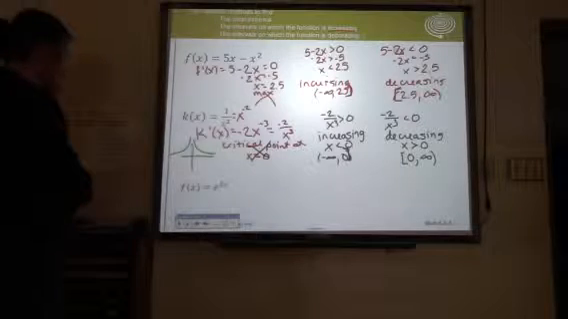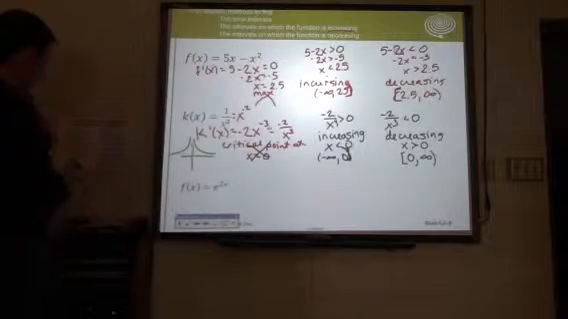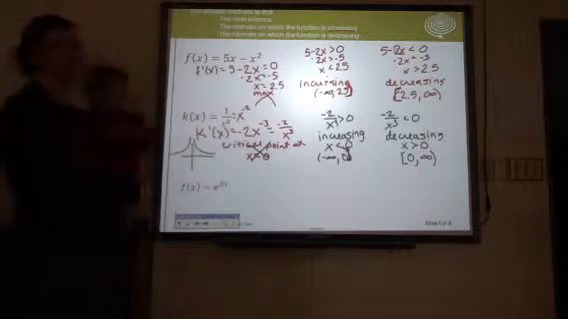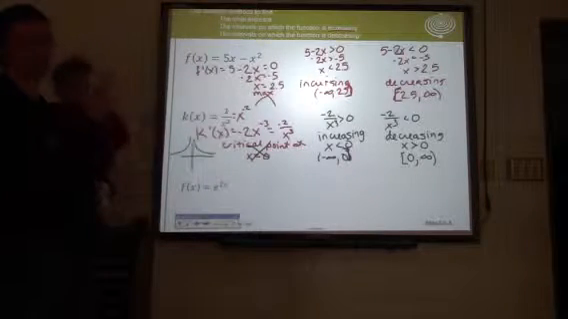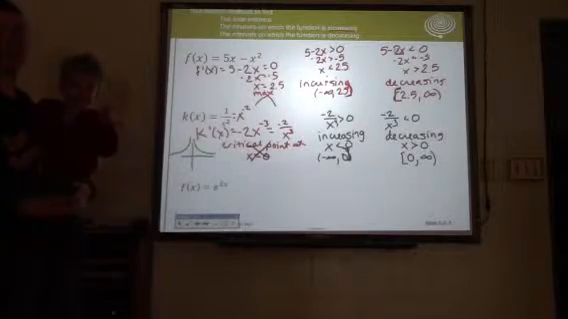One left to do, maybe I'll let you guys do this one on your own. Find out where it's increasing, where it's decreasing, and where the local max are. Of those three, local max, local min, increasing or decreasing, there's only one that actually has an answer.